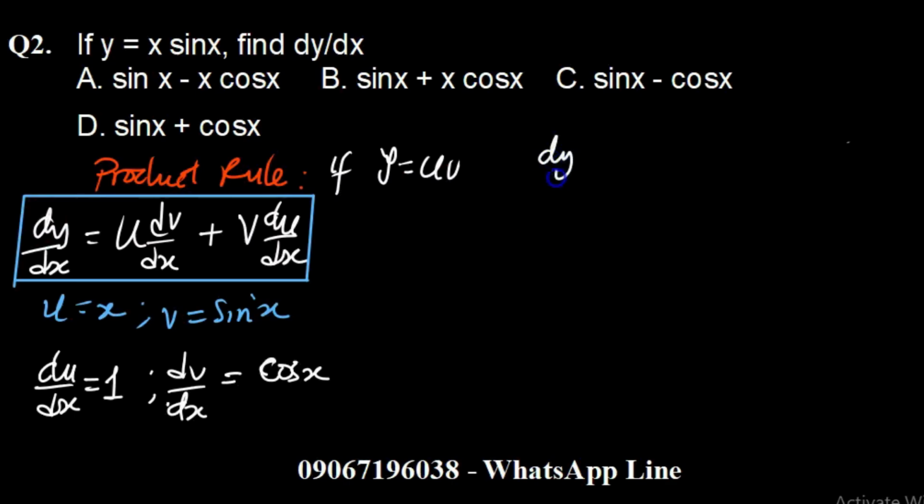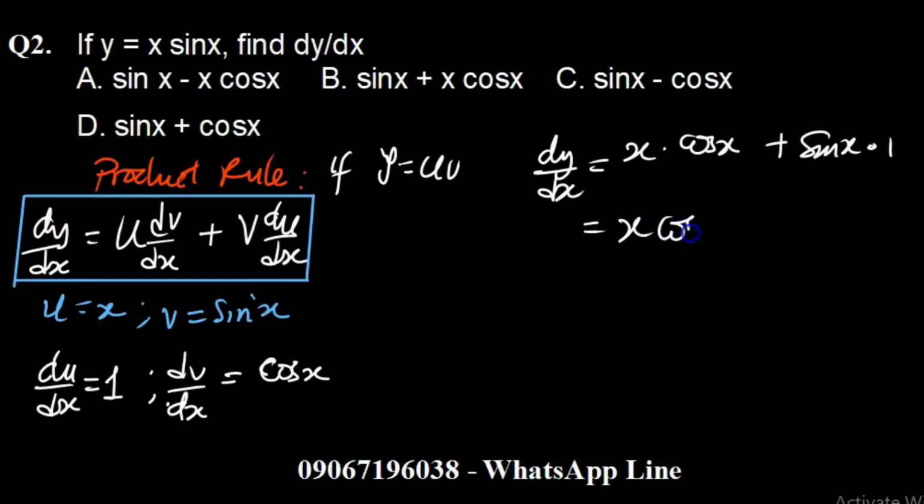So therefore we have that dy over dx is going to give us u, which is x, times dv/dx, which is cos x, plus v, which is sine x, times du/dx, which is equal to 1. So if I go further, this is going to give me x cos x plus 1 times sine x, which is sine x. So dy over dx is equal to this.